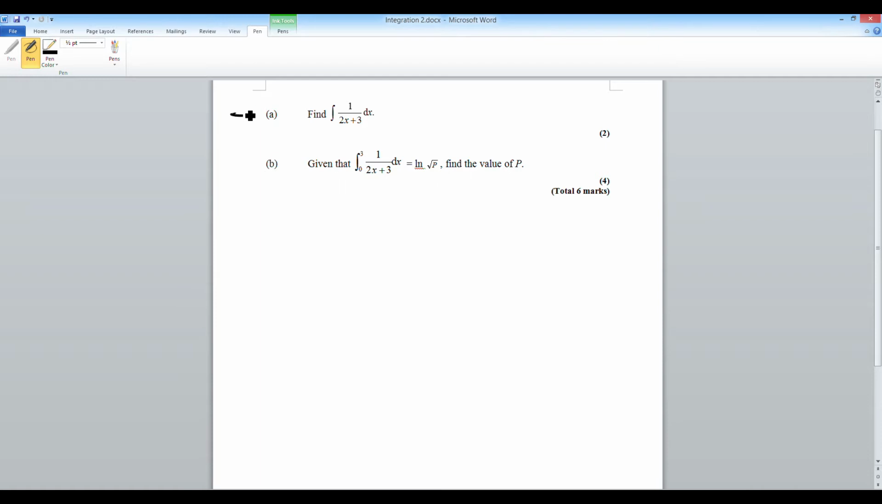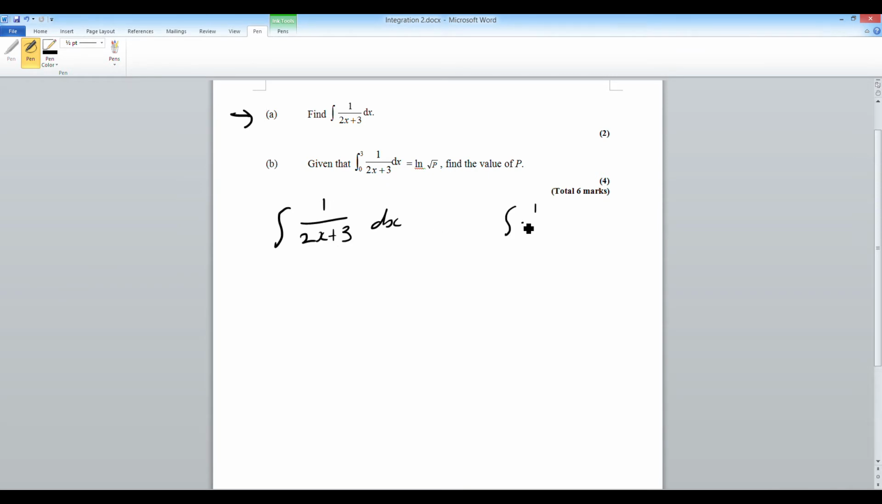So here, let's do part A first. Find the integral of 1 over 2x plus 3 dx. So the integral of 1 over 2x plus 3 in terms of x dx, I'm going to say that this is also the reverse chain rule. So it is 1 over something.